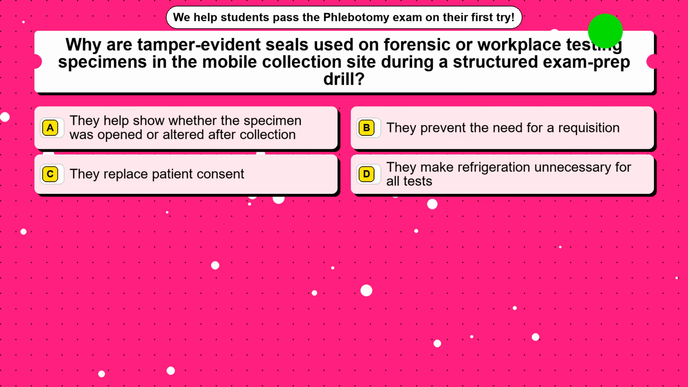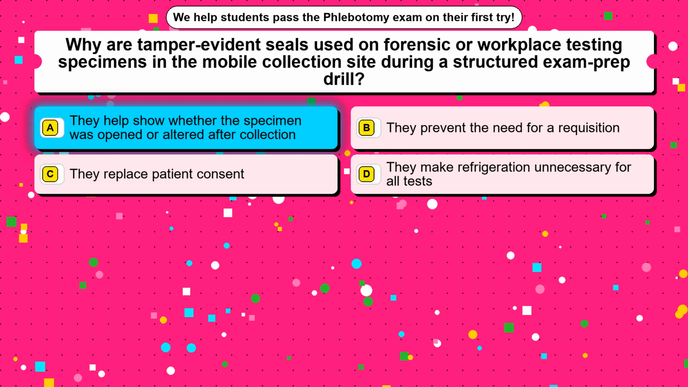Question 78. Why are tamper-evident seals used on forensic or workplace testing specimens in the mobile collection site during a structured exam prep drill? Option A. They help show whether the specimen was opened or altered after collection. Option B. They prevent the need for a requisition. Option C. They replace patient consent. Option D. They make refrigeration unnecessary for all tests.